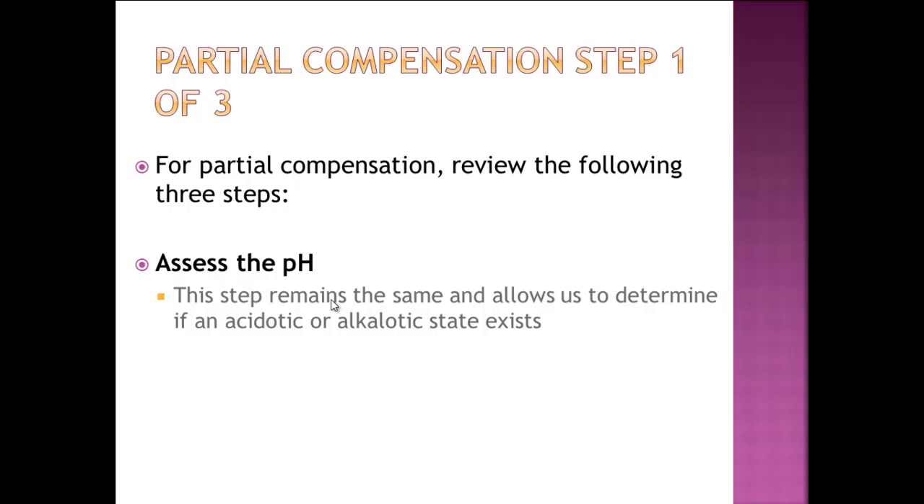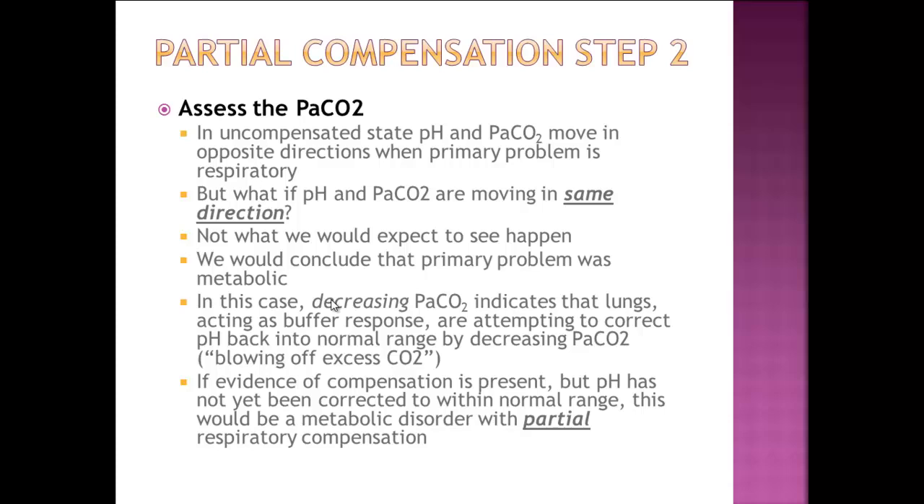So when we are trying to determine if this compensation is going on and if it's partial, first we assess the pH. That tells us if we've got acidosis or alkalosis going on. Then we look at the PaCO2. In an uncompensated state, the pH and the PaCO2 move in opposite directions when it's a primary respiratory problem. But if they're moving in the same direction, we might conclude that the primary problem is metabolic. However, it depends if indeed it is a metabolic problem.